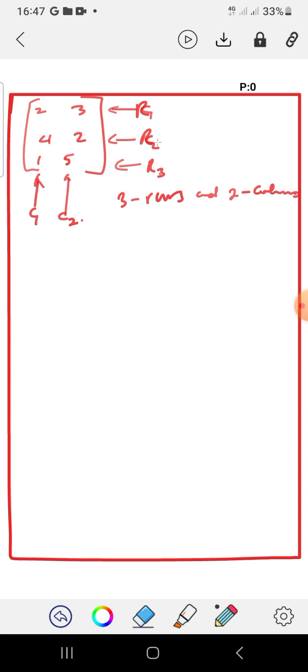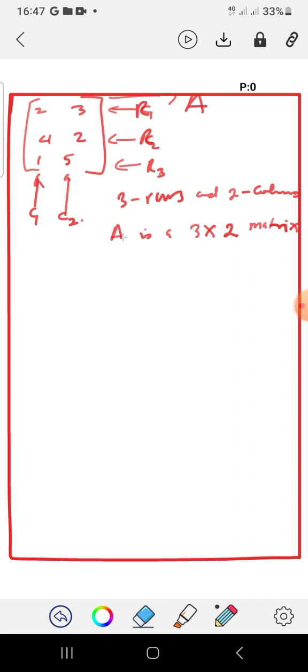So we call this particular matrix, let's say it is A. So we say that A is a 3 by 2 matrix, because it has 3 rows and 2 columns. Now, note that you put the rows first, then you put the columns. So you don't put it as column row. No, it is row column. All right, it is row column.